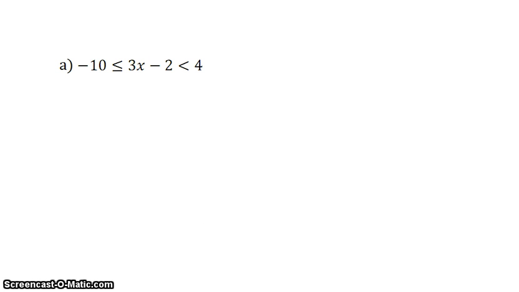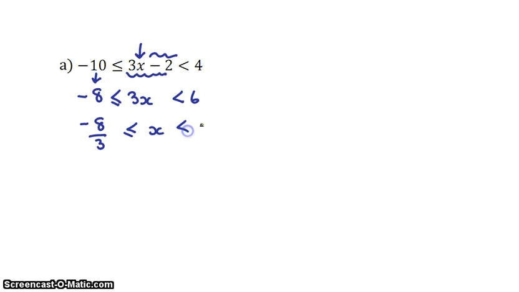This first one says negative 10 is less than or equal to 3x minus 2, which is less than 4. Now, I'm trying to get that x by itself. So all I've got to do is be systematic about what is attached to x here in the middle. First of all, there's a minus 2. So I would first plus 2 to all sides. Just be careful, when you're adding 2 to negative 10, you actually get negative 8. Then I would divide by 3, which gives me negative 8 over 3 is less than or equal to x, which is less than or equal to 2. And I'm done.